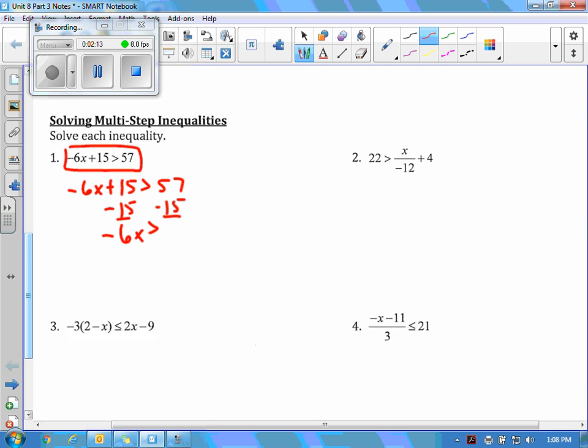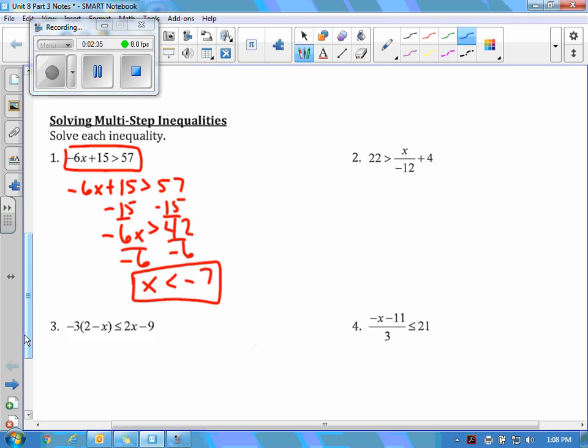So negative 6x is greater than 42. And I can divide both sides by negative 6. I get x, since I'm dividing by a negative, I'm going to flip the inequality symbol, get negative 7. So x is less than negative 7. Again, meaning that my answer is any number less than negative 7.